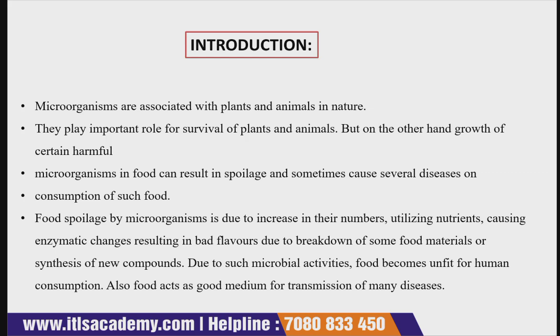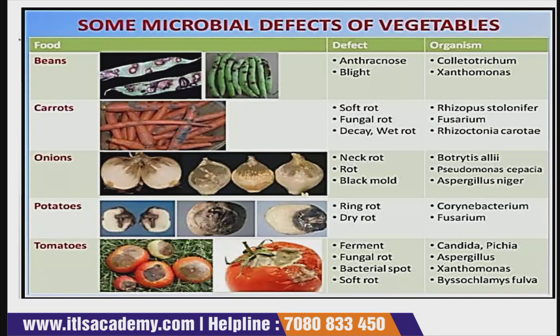So due to such microbial activities, food becomes unfit for human consumption, and food also acts as a good medium for transmission of various types of diseases. Now, this is a chart that shows certain types of microbial defects of vegetables. If you see, the first one is our beans.